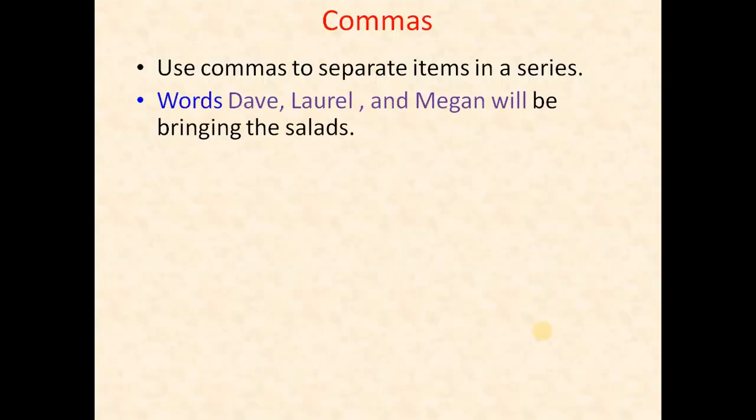The first rule is use commas to separate items in a series. Now, these items could be words, phrases, and sentences. As we see in the first example, Dave, Laurel, and Megan will be bringing the salads. If we just look at the first three words, we'll find that they are names of people. Dave, Laurel, and Megan. So they are words and they are in a series. So we have to use commas to separate them.